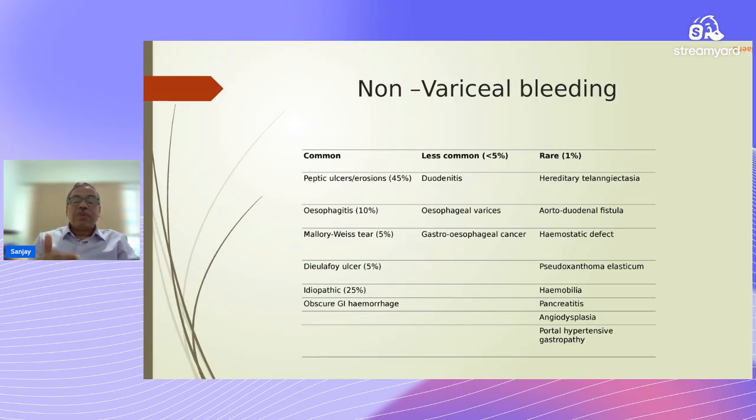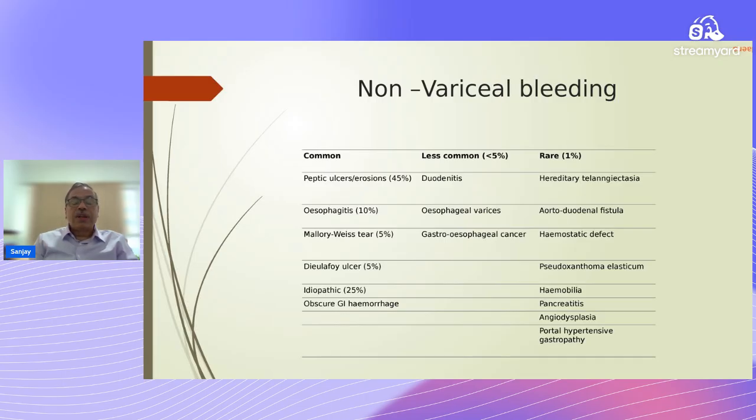Subsequently, we have some lesser common causes of upper GI hemorrhage. One is esophagitis, which forms about 10% of all cases of non-variceal bleed. Then there's a Mallory-Weiss tear. What exactly is a Mallory-Weiss tear, which accounts for about 5%? Now, classically, a Mallory-Weiss tear occurs when there is a mucosal tear at the lower part of the esophagus, just near the gastroesophageal junction, posteriorly.